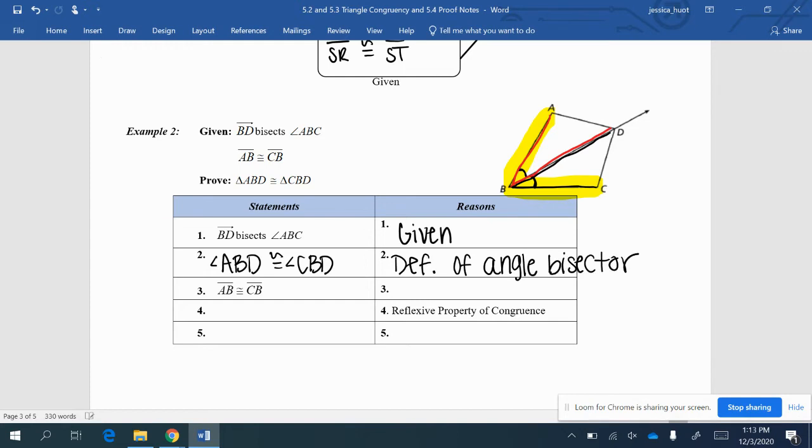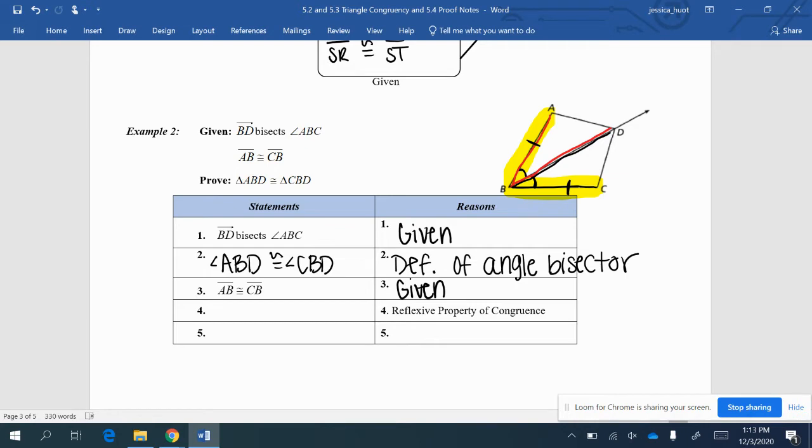I know it's an angle bisector because we are bisecting an angle, and an angle bisector cuts that angle exactly in half. We were also given that segment AB is congruent to segment CB. That was given to us. Let's go ahead and label that in our picture. AB, this segment right here, is congruent to CB, that segment right there.